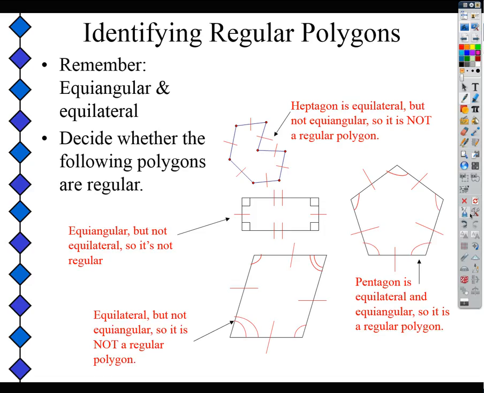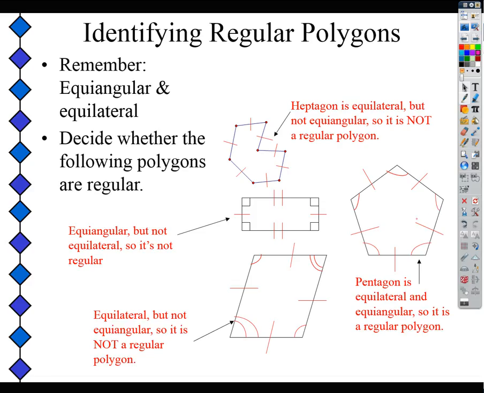How about this guy right here? Don't cheat, don't look. What do you think about that, Savannah? Equilateral? Equiangular? Nope, opposite angles are not. And then finally, how about this guy? Yeah, it's regular, isn't it? Because it's both equilateral and equiangular.